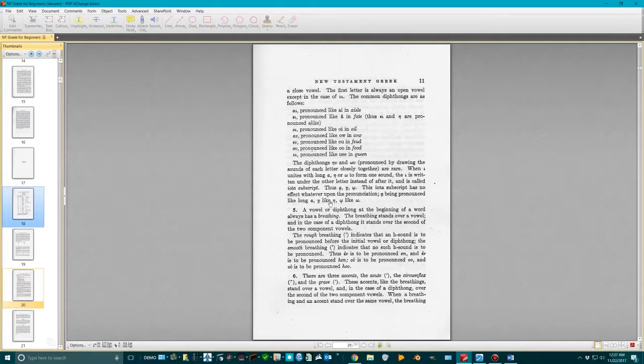So those are iota subscripts. I wouldn't be worried when you see the small iota underneath the letters. It's just the diphthong with iota subscript. You'll get used to it. Just don't be frightened by them. A vowel or diphthong at the beginning of a word always has a breathing mark. A breathing mark stands over a vowel, and in the case of a diphthong, it stands over the second of the two component vowels.